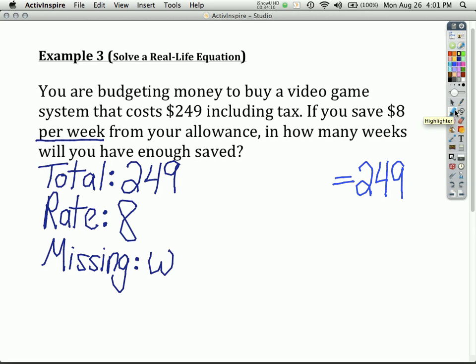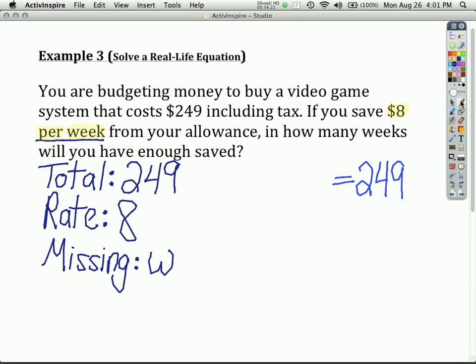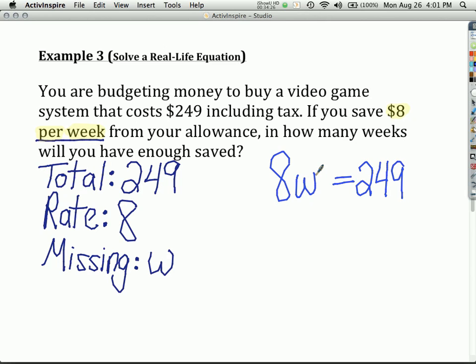Yeah, per tells you that we're going to multiply the number of weeks times the rate. The rate almost always gets multiplied times the variable. So we end up with 8w equals 249. And she was right. We are going to use division to solve it. But setting it up, it's a multiplication equation. Okay?